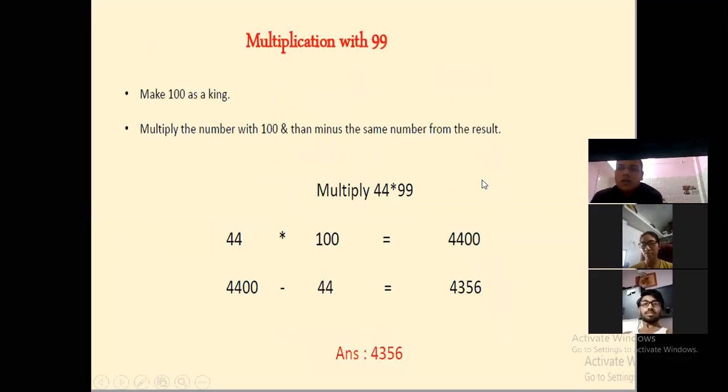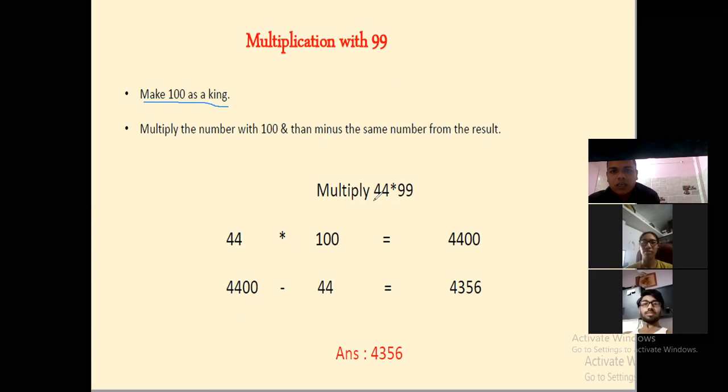Next is the multiplication with 99. Whenever you come across this number 99, what is the trick here? The trick here is to make 100 as a king. So what you are going to do? Multiply the number with 100 and then subtract the same number from the result.